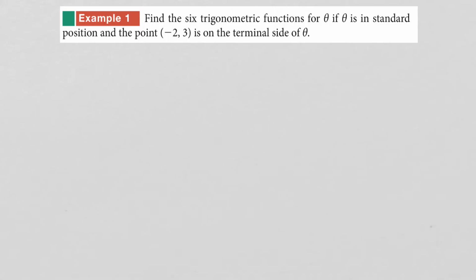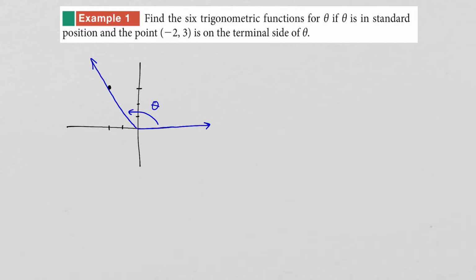In this first example, it says to find the six trigonometric functions for theta if theta is in standard position and the point -2, 3 is on the terminal side of theta. So what you'll need to do this problem is first of all, just graph the point -2, 3. If I have a coordinate system, x equals -2, y equals +3 is this point right here. And that point is on the terminal side of theta. So if I draw my angle in standard position, the terminal side is going to look something like this. And of course, this is the initial side here. And so this is what theta looks like.